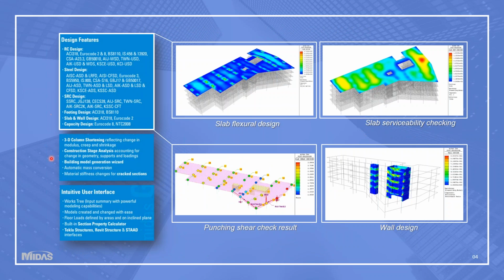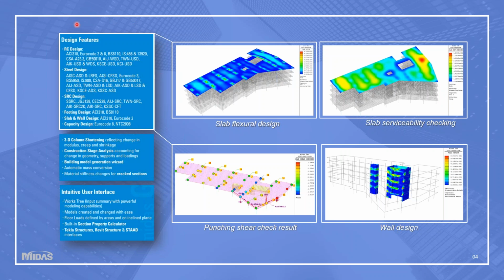We also have very helpful features for 3D column shortening if you are dealing with high-rise buildings. And if you have a project with different construction stages, construction stage analysis is also available. And the building model generation wizard is also a very helpful feature if you need to model a high-rise building, but it can also be used for low-rise buildings for repeatable parts as well. Today during this webinar, I will not focus on basic modeling features or analysis features of the software. I will cover design features for RC and steel.